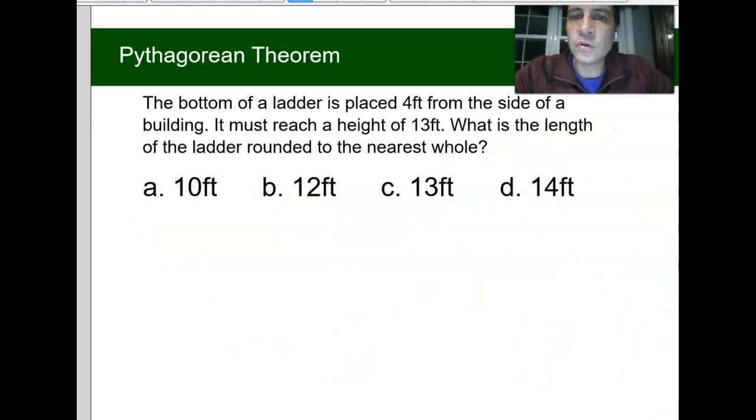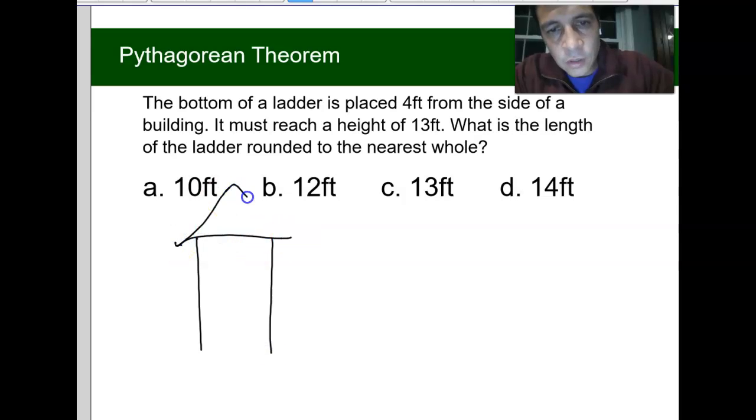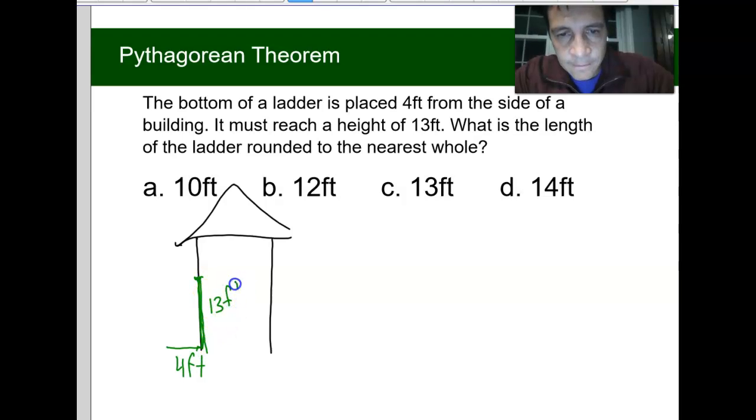Okay, here's one for you to do on your own. Remember, identify what are the legs and what's the hypotenuse, and draw a picture. See if that will help you. So, the bottom of a ladder is placed 4 feet from the side of a building. So here's my beautiful building here that I'm going to draw. That's very nice. All right, my ladder is 4 feet away from the side of the building. And it must reach a height of 13 feet. So it must go 13 feet in the air. And I want to know what's the length of this ladder rounded to the nearest whole.